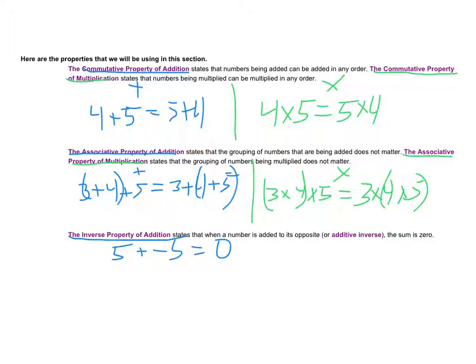Now if I had a negative number like negative 3, the additive inverse of negative 3 would be positive 3. And if I add those together, I would get 0.